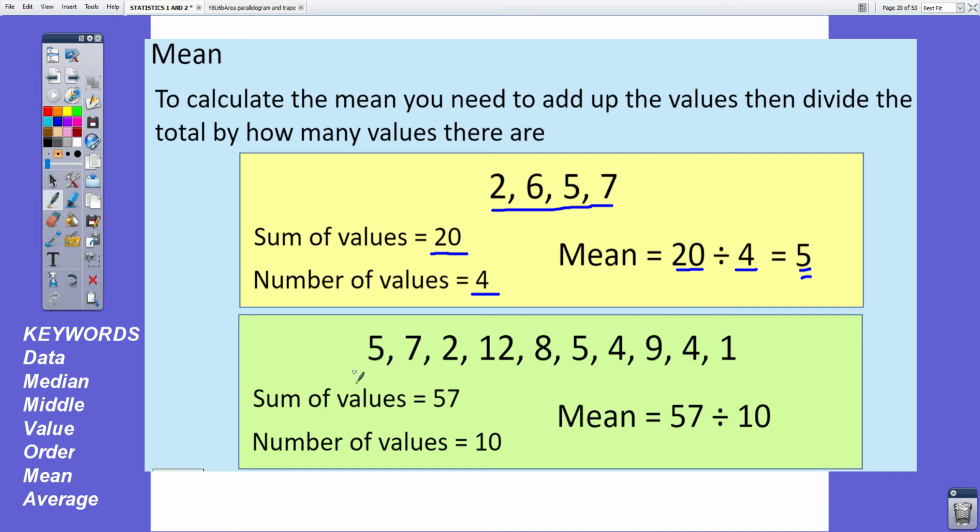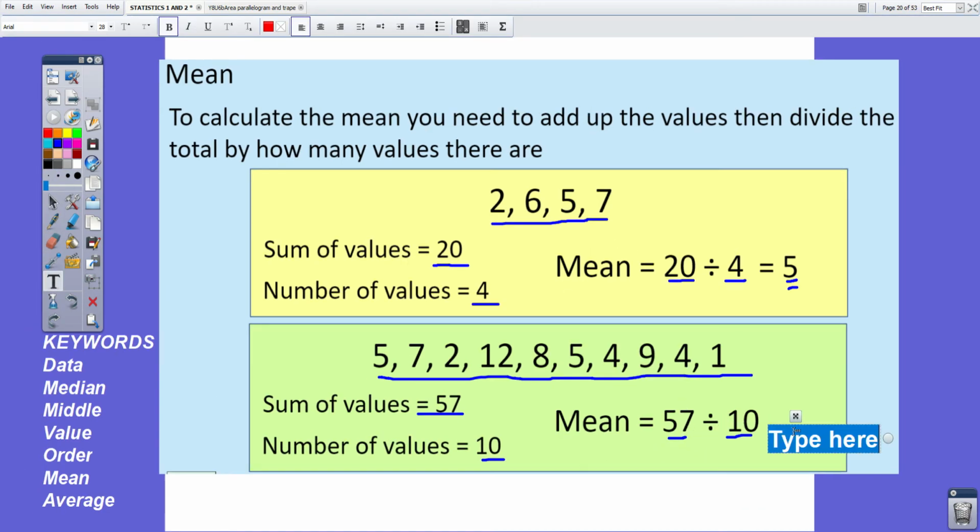Now here's a bigger selection of data values. All those values, 5, add 7, add 2, add 12, add 8, add 5, add 4, add 9, add 4, add 1, that lot totals 57. There are 10 data values in all. The mean is found in exactly the same way. The sum divided by the number of data values, 57 divided by 10, and that equals 5.7. The mean for that set of data values is 5.7. Now, when we work out the mean, we do not round up the answer. We do not round down the answer. We leave it with a decimal place. Okay, so that's how we work out the mean.